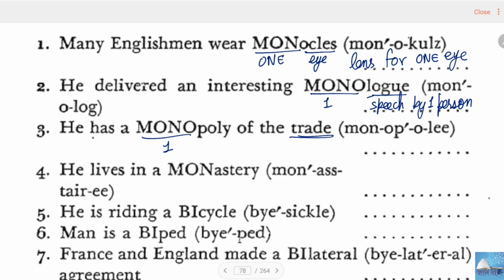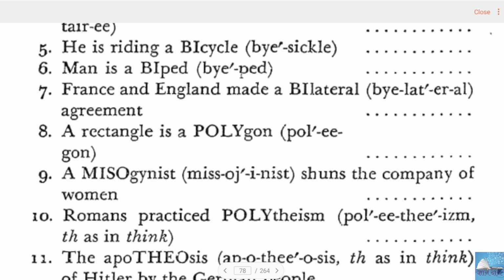He lives in a monastery. Monastery. Mono means one, and astri is a place. So place where people live alone.